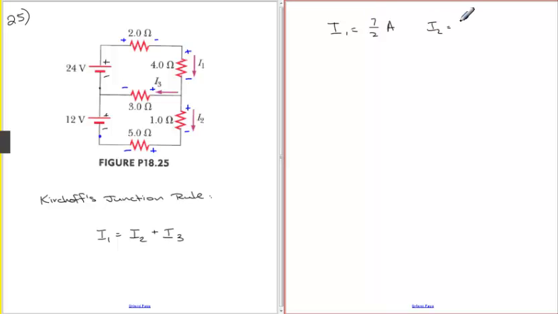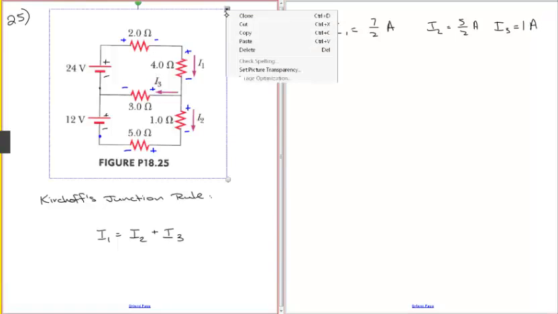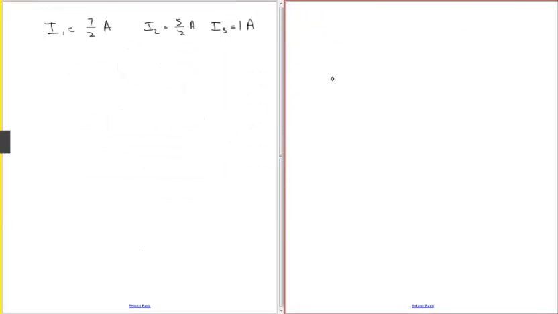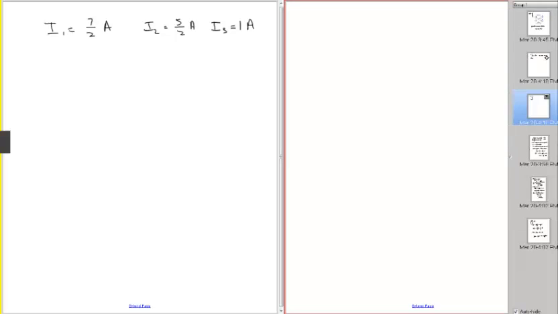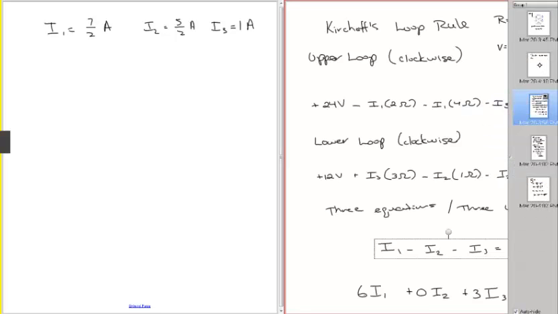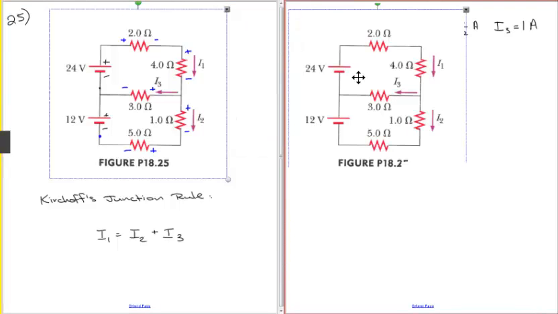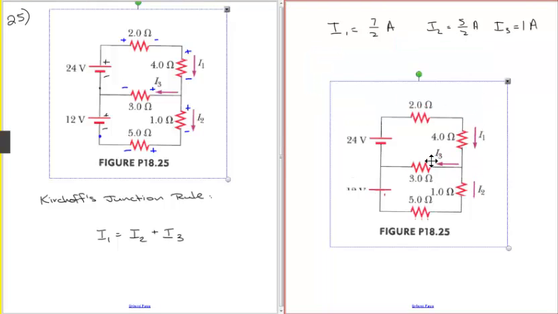I2 was 5 halves. I3 was 1. Those are all amps. So what I'm going to do is copy this thing over. Copy, paste it in. Oh, wrong thing. I put an extra page in it. Okay, where's the paste? Okay, so copy, paste.